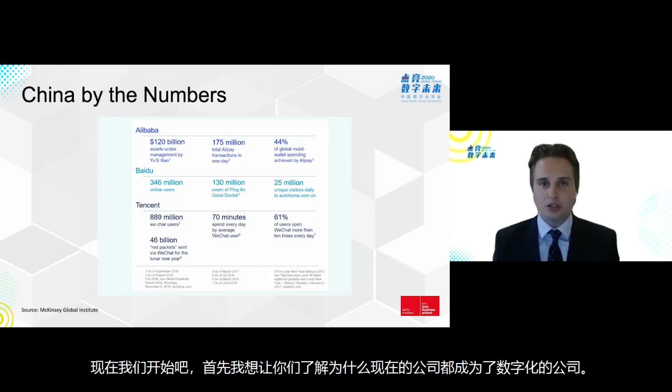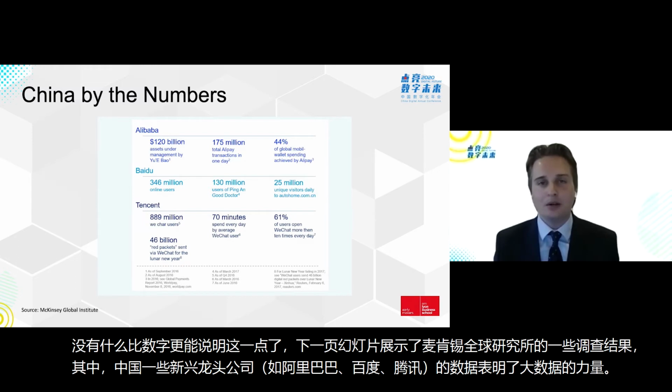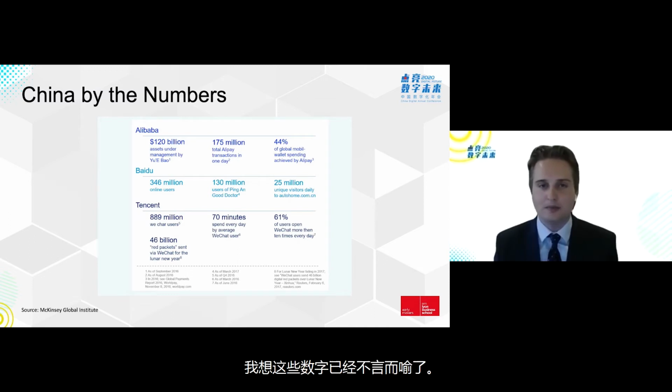Let me start our discussion with making you aware of why every company today is becoming a digital company. And there is no better illustration of the power of numbers. The next slide shows some of the research that has been done by the McKinsey Global Research Institute, and that showcases the power of big data with some of the leading companies that are rising in China, like Alibaba, Baidu, and Tencent. I think the numbers speak for themselves.